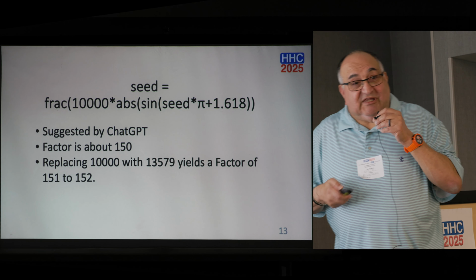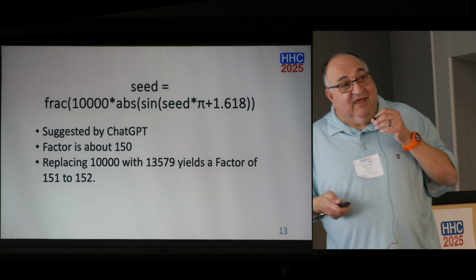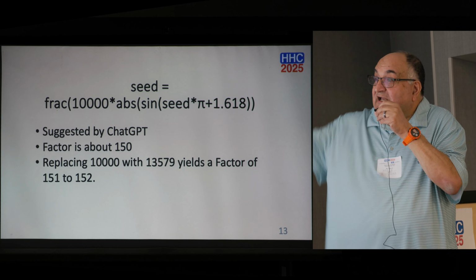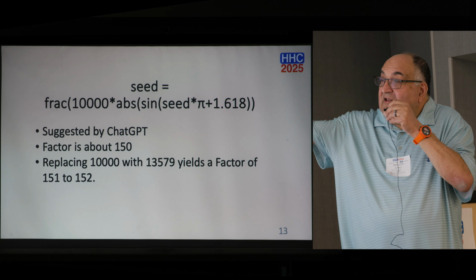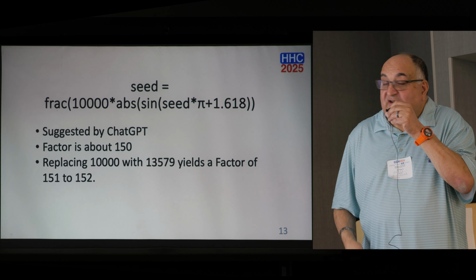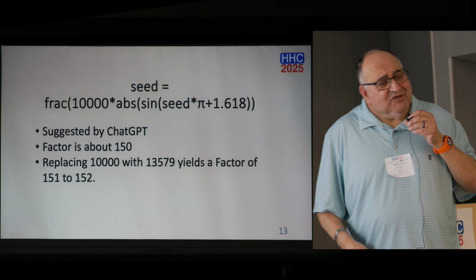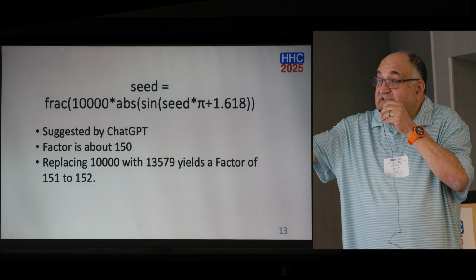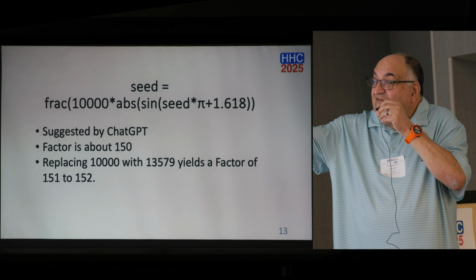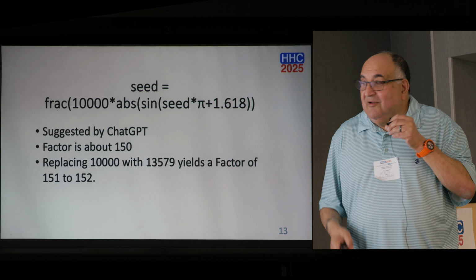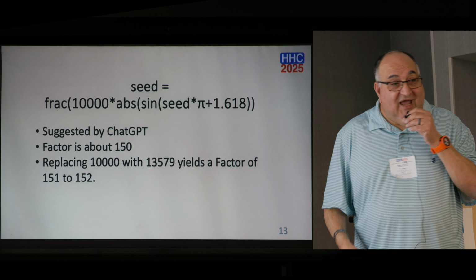I asked ChatGPT, give me a random number generator with sine, and that's what it gave me: fraction of 10,000 times absolute of sine times the c, the random numbers, times pi plus a constant. And when I ran it, it gave me a penalty factor of 150. I said, let me try to see if I can do better. So I replaced 10,000 with 1, 3, 5, 7, 9. They're all odd numbers. And actually, I got worse results. So the beautifully random number, 10,000, did well.